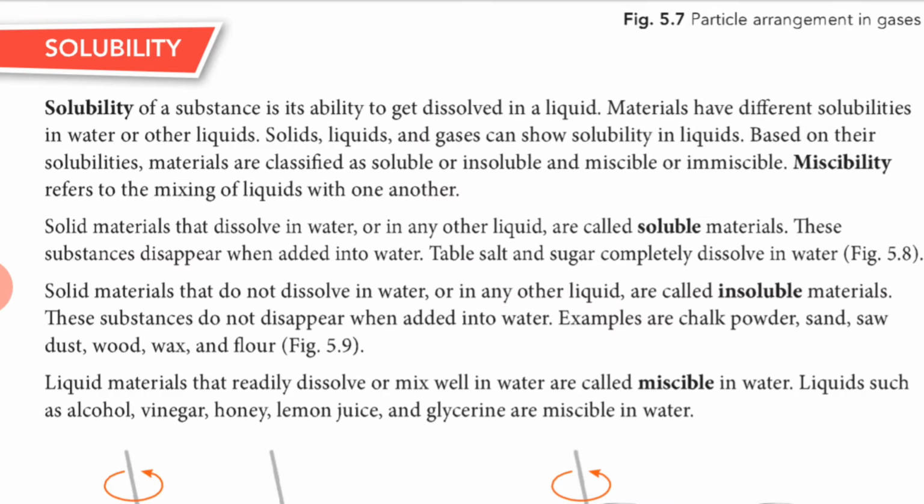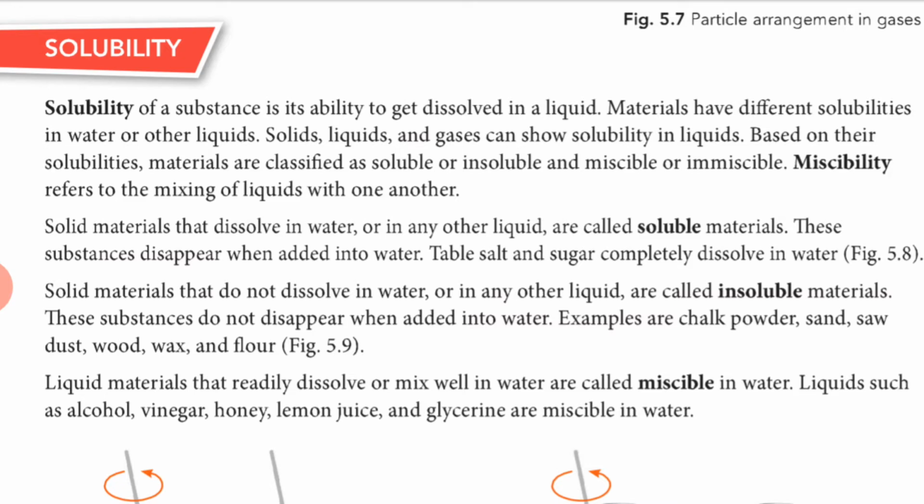Now guys, solubility. The solubility of a substance is its ability to get dissolved in a liquid, right? So there are two types of substances: soluble and insoluble material. The material which can dissolve in liquid is called soluble, and which cannot is called insoluble.